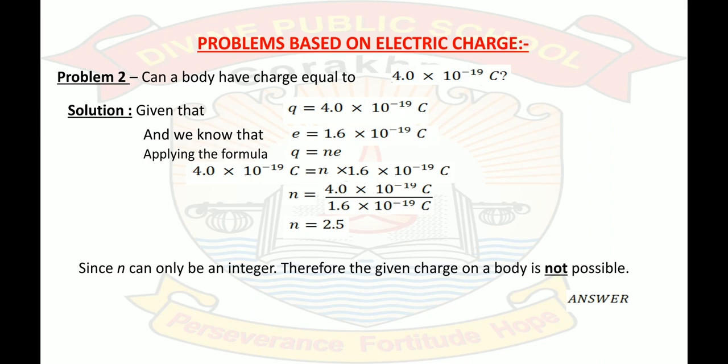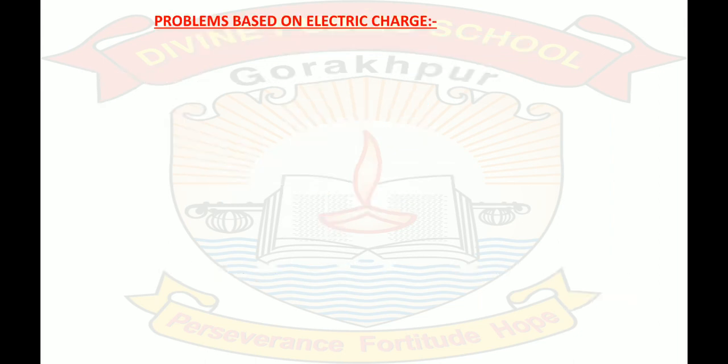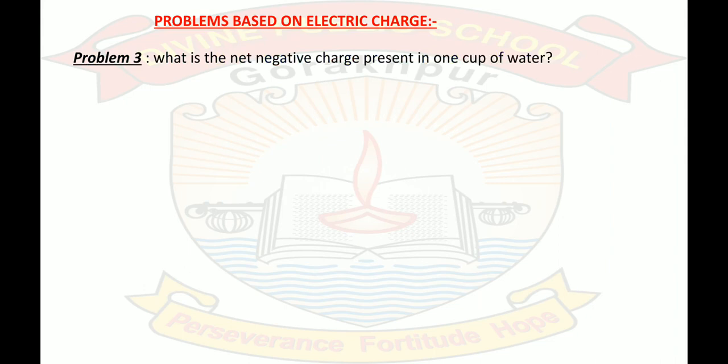So what we need to understand, the value of n should be an integer, then only the charge is possible. If it comes in decimals, if it comes in fractions, then we'll say that the given charge is not possible. Okay, now let us move to the last question of today. The last question is, what is the net charge present in 1 cup of water? Okay, this is the question given in the NCERT in the solved numerical section. Very famous question. Now let us solve it.